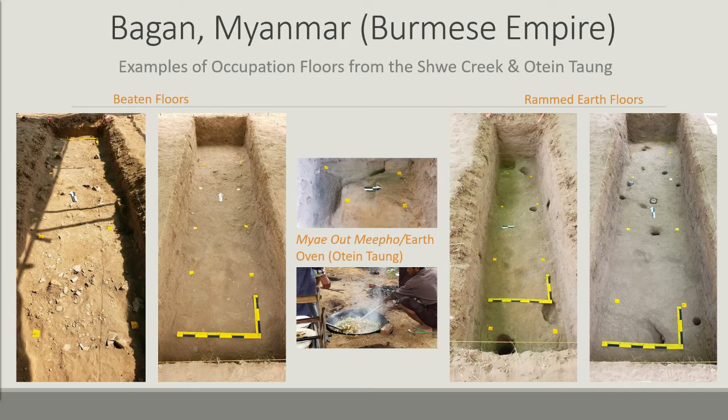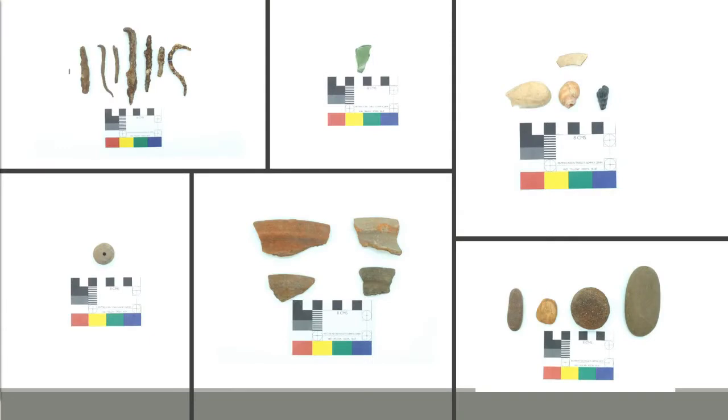The rammed earth floors are the earliest floors, and these were associated with post holes, post piers, a subfloor pit, and an earth oven. The later beaten earth floors rarely exhibited such features. Rammed earth floors also tended to have cleaner surfaces, whereas beaten earth floors usually displayed significant amounts of refuse. The artifact inventories recovered from within and on the various floor surfaces were largely made up of earthenware sherds and other types of domestic refuse, including animal bones and objects made from shell, metal, stone, and glass.